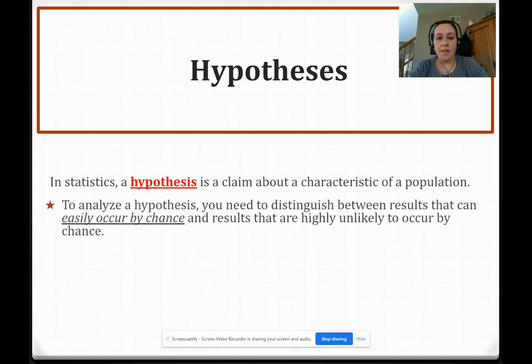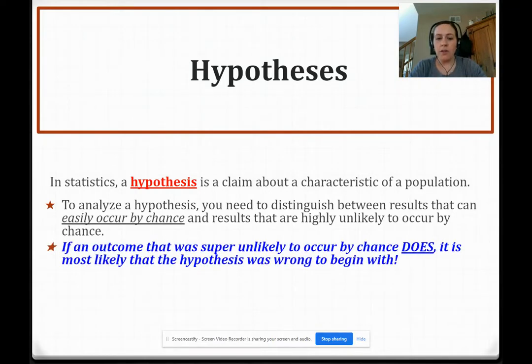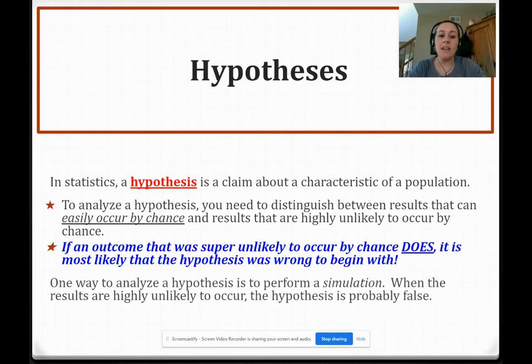To analyze a hypothesis, you need to distinguish between results that can easily occur by chance and results that are highly unlikely to occur by chance. If you ever see an outcome actually occur and it should have been super unlikely to have happened by chance, typically that means that the hypothesis was probably false to begin with. One way to analyze a hypothesis is to perform a simulation. When the results are highly unlikely to occur, the hypothesis is probably false.